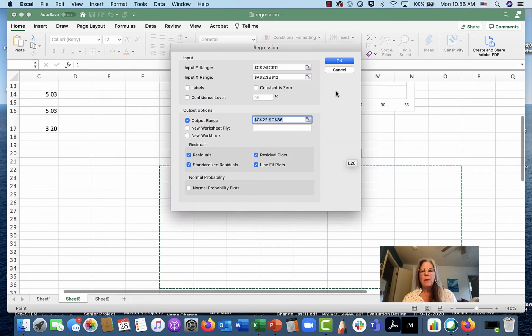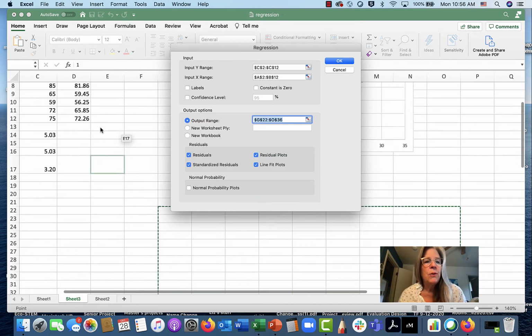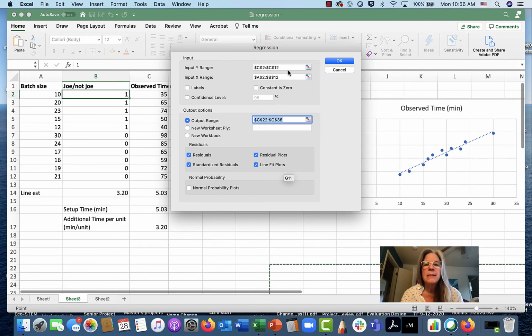Sorry. So what I'm going to do is estimate my Y value, which is observed time. I've already indicated it here. And my X values are going to be both batch size and the fact that it's Joe or not Joe. And then I have an output range. I'm not going to get the residual plots or the line fit plots. I just want to know what data is coming out of this. So let's go ahead and do this.